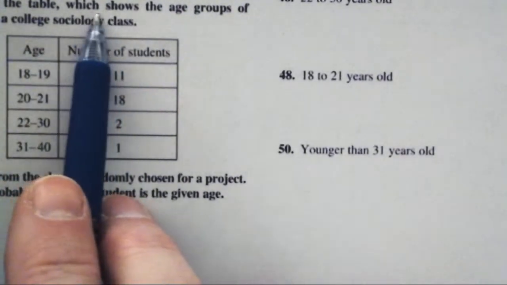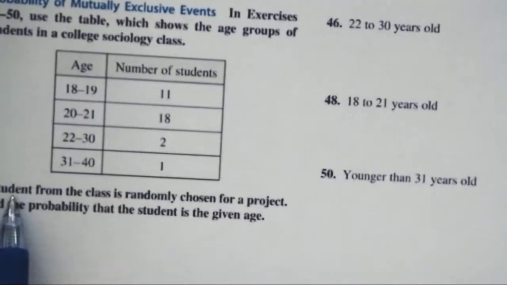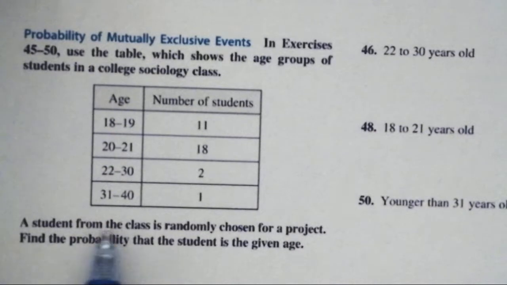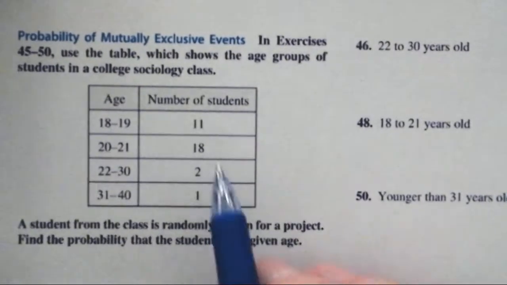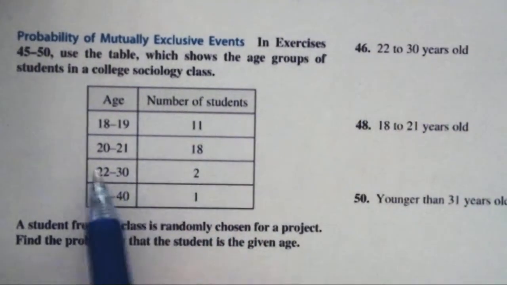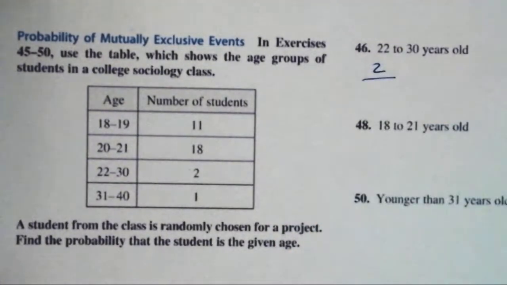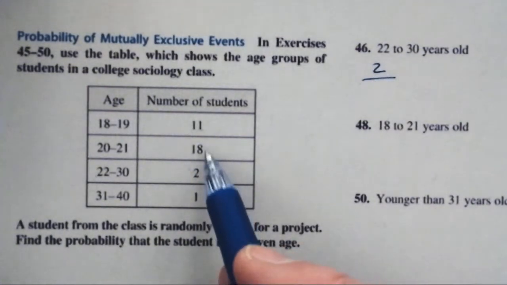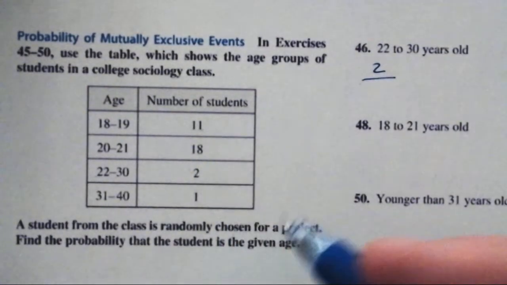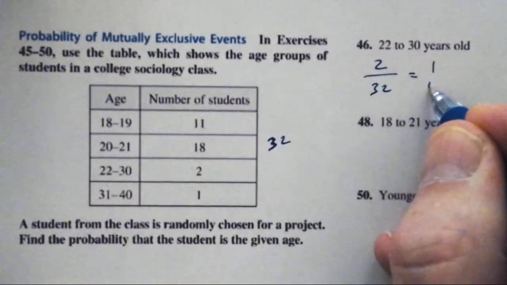Use the table, which shows the age groups of students in a college social class. A student from the class is randomly chosen for a project. Find the probability that the student is the given age. 22 to 30 would be just this. The probability is 2 out of, well, how many students are we dealing with? Let's see, 2 out of 32, or 1/16.